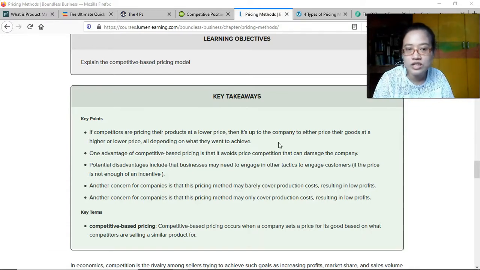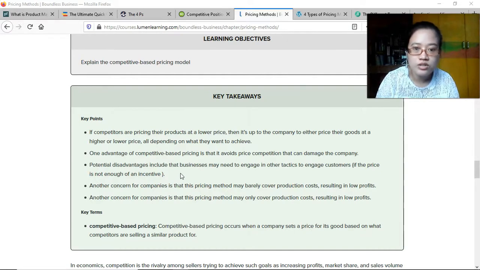If competitors are pricing their products at a lower price, then it's up to the company to either price their goods at a higher or lower price, all depending on what they want to achieve. Again, they could also price it higher as long as they're offering something different, maybe something better. One advantage of competitive-based pricing is that it avoids price competition that can damage the company. Potential disadvantages include that businesses may need to engage in other tactics to engage customers if the price is not enough of an incentive.